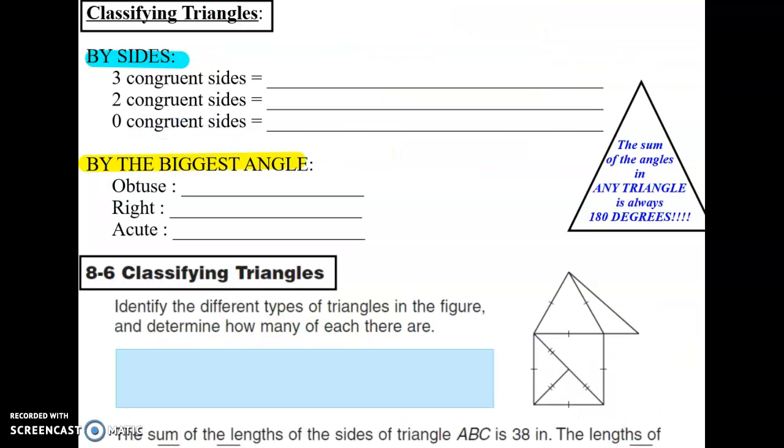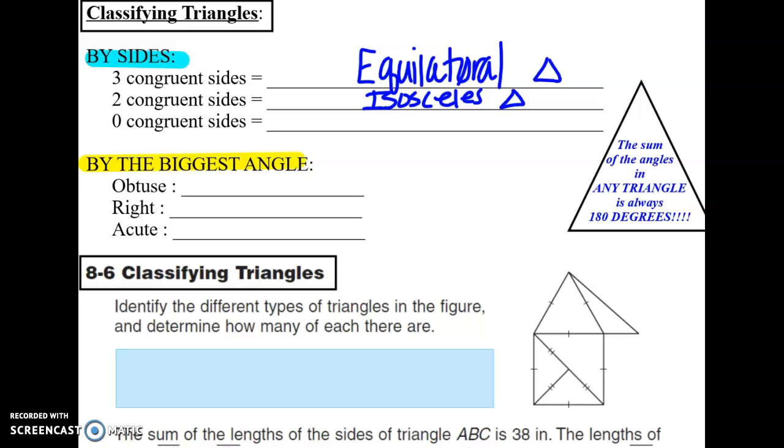Okay, talking about our angles right here, the first one by sides, if all 3 sides are congruent, it's going to be an equilateral triangle. 2 congruent sides means that it's going to be an isosceles triangle. Sorry, my handwriting's not the best. No congruent sides is going to be a scalene triangle.